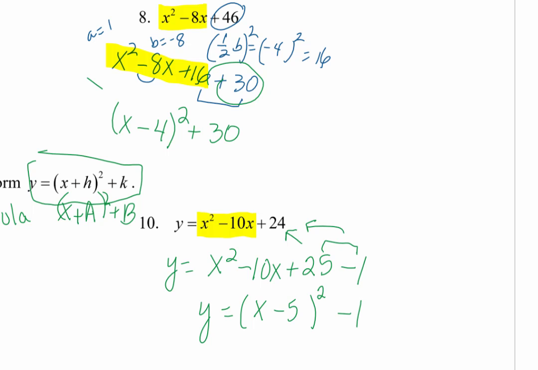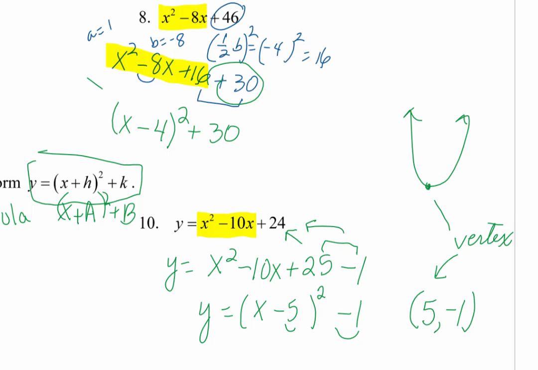What's going to be interesting later on when we work with parabolas, is that this 5 and that negative 1, so this ordered pair that comes from this special form we were just working with, this is going to be the vertex of the parabola. So that means that lowest or highest point. Okay, but that's coming up. So you don't have to worry too much about that just yet, but that's coming up.